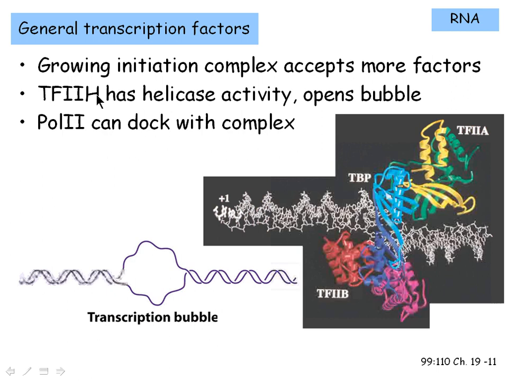TF2H has a helicase activity. And a helicase activity would be very useful for opening up the DNA helix to make accessible that template sequence that we need to make a complement to. And then when this protein complex is sufficiently complete and complex on the DNA, it acts as a landing pad or a dock to which polymerase II can land and interact. And when the whole thing is assembled, we talk about a transcription bubble because there's a region of the DNA that has to be opened up for the whole thing to go further along.